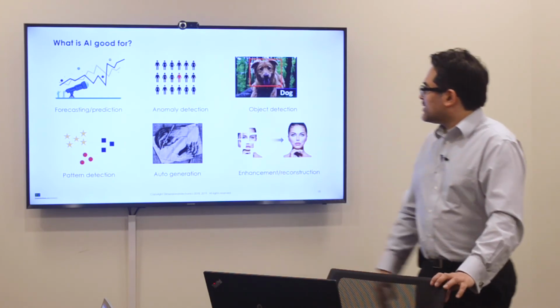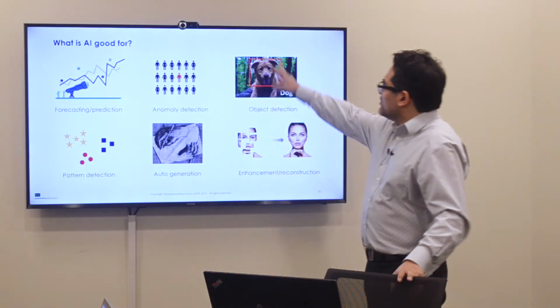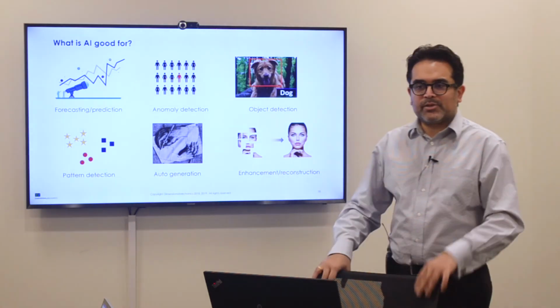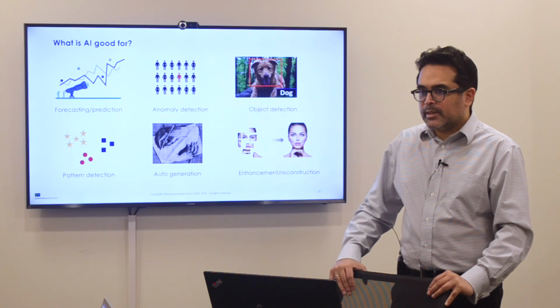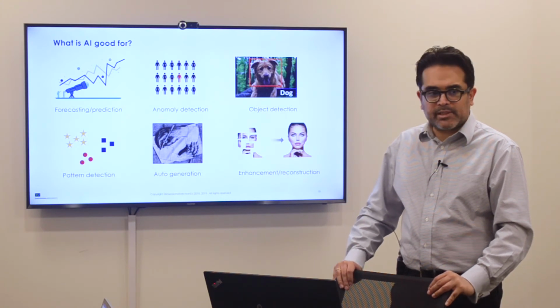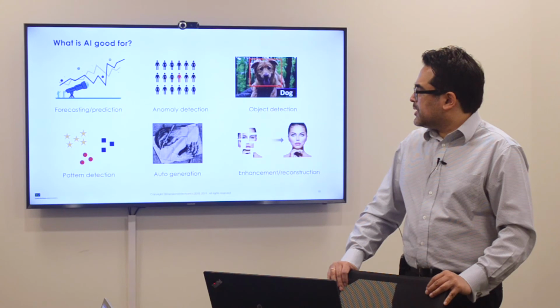Object detection is pretty clear. A picture of a dog with a bounding box around it would be an example of object detection, being able to determine what exactly it is that you're looking at. That's pretty clear.